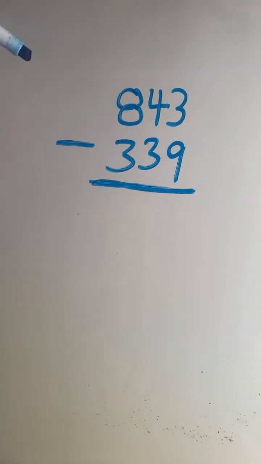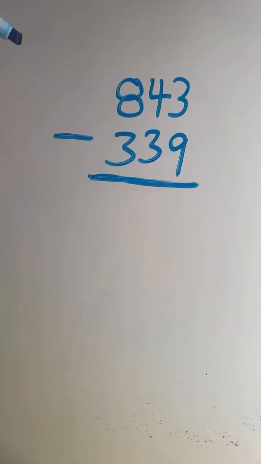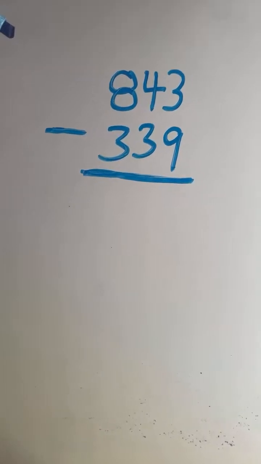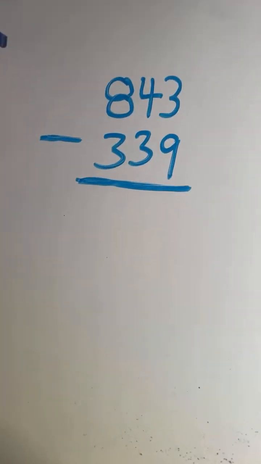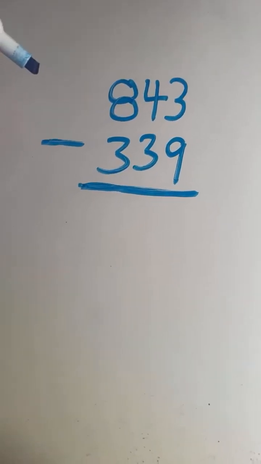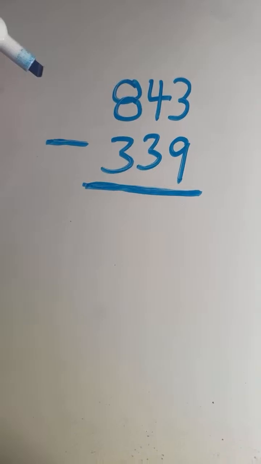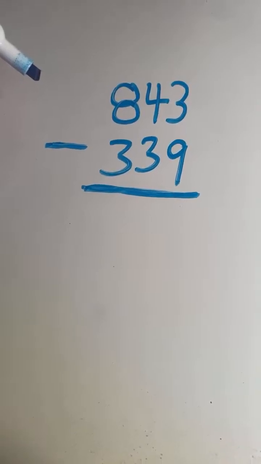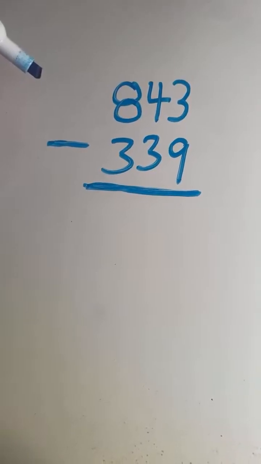All right, next example problem. We have 843 minus 339. So again, before we do any subtraction, we got to determine whether or not regrouping is needed. So we regroup whenever there is a bottom digit that is bigger than the top digit.